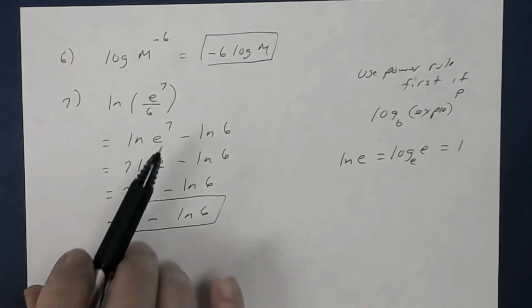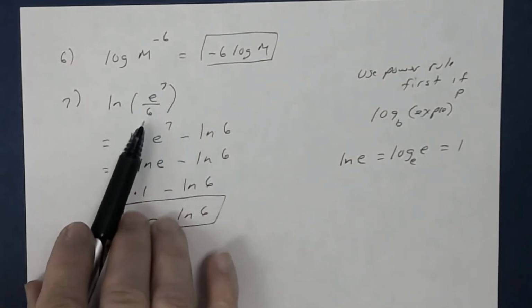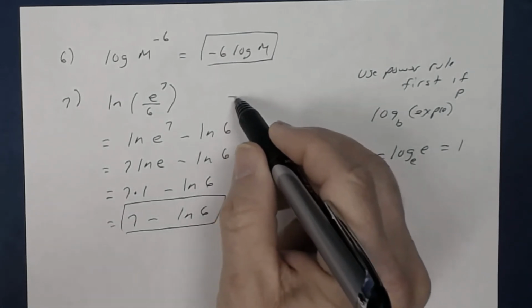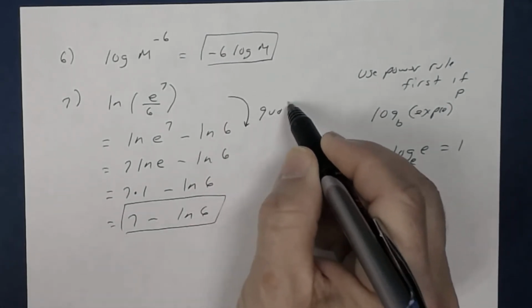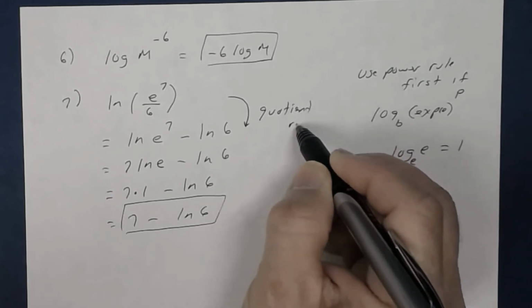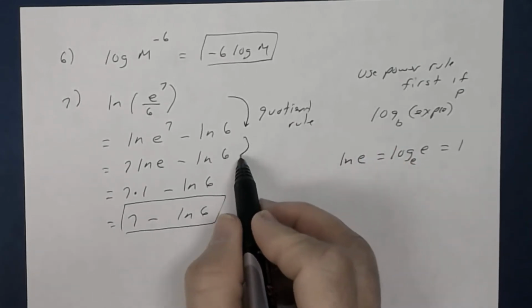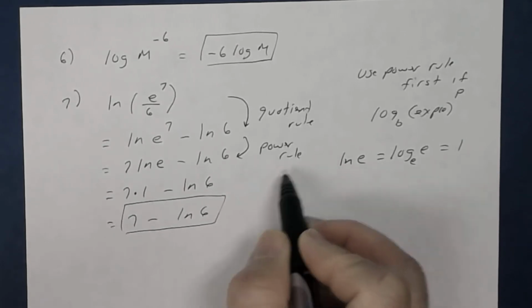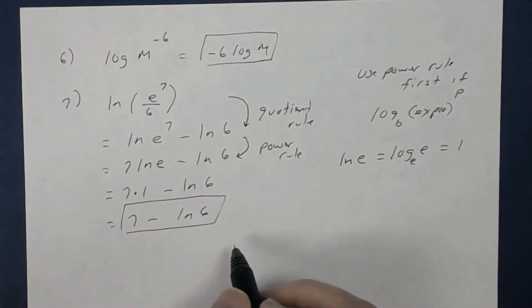Okay, so in this problem, we use the quotient rule and we use the power rule. Going from here to here was the quotient rule, and then going from here to here was the power rule. And then I evaluated.